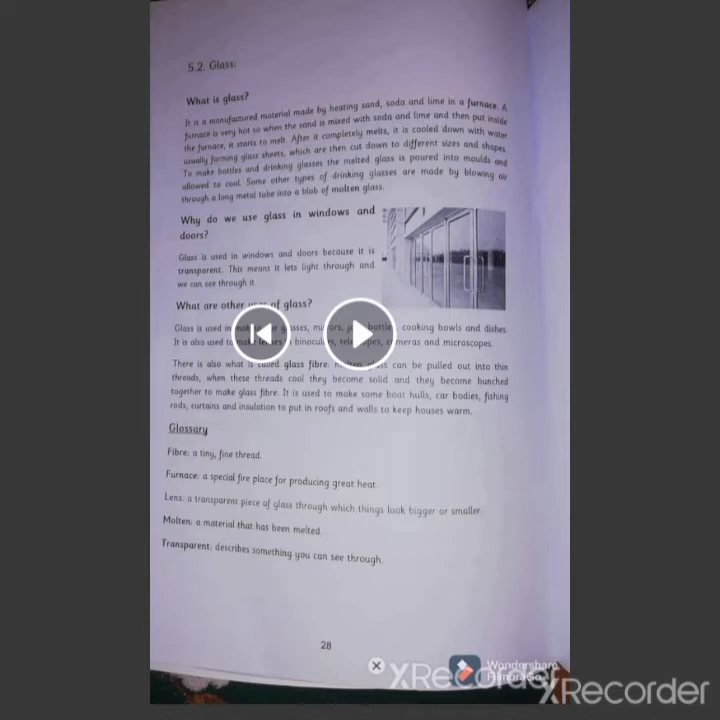Glossary. Fiber, a tiny, fine thread. Furnace, a special fireplace for producing great heat. Lens, a transparent piece of glass through which things look bigger or smaller. Molten, a material that has been melted. Transparent, describes something you can see through.